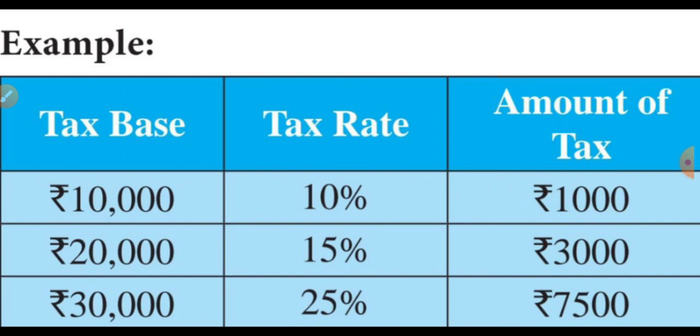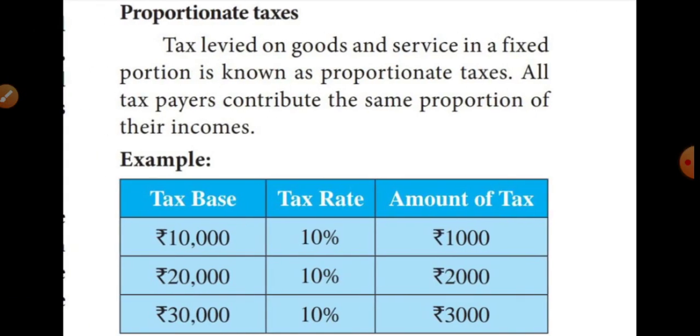It will increase. Income is 30,000 means tax is 25 percent. Likewise, as income increases, the tax rate also increases. That is progressive tax. Then the second way is proportionate tax.